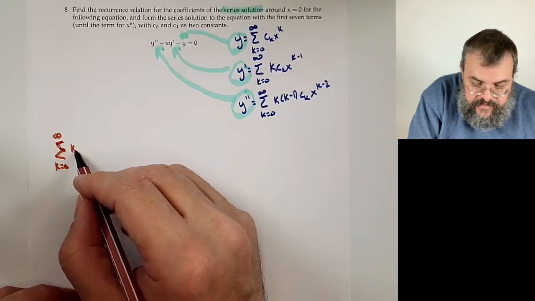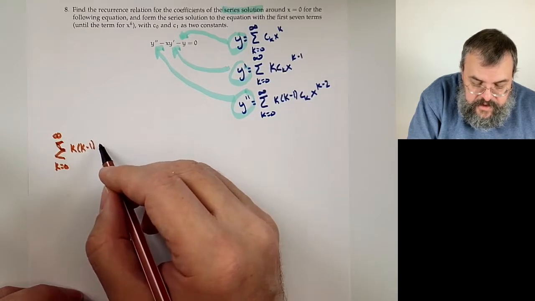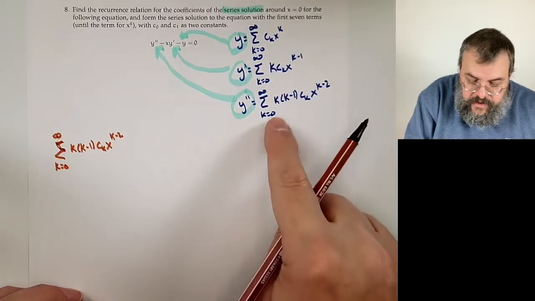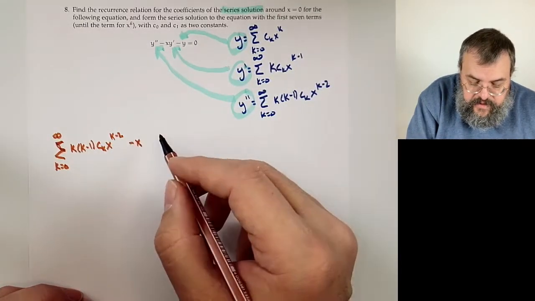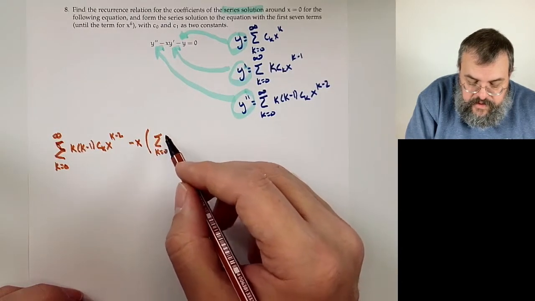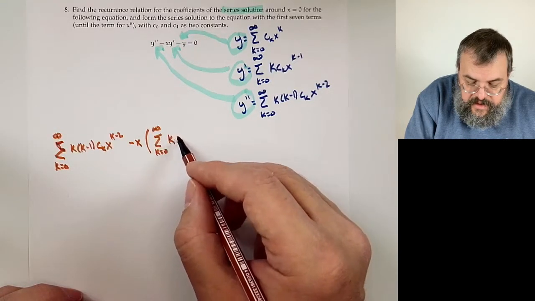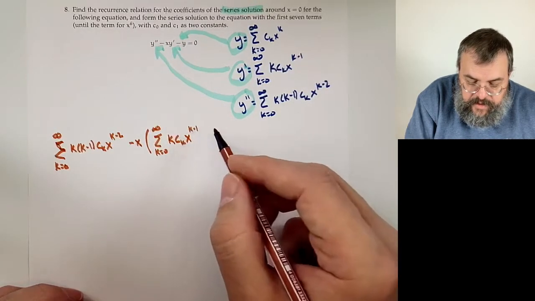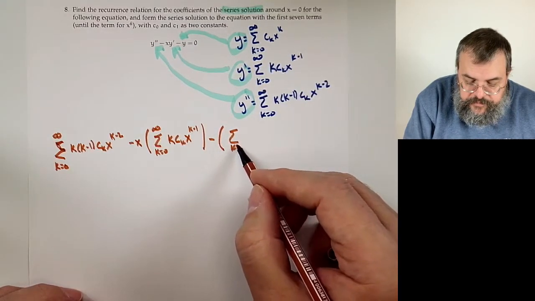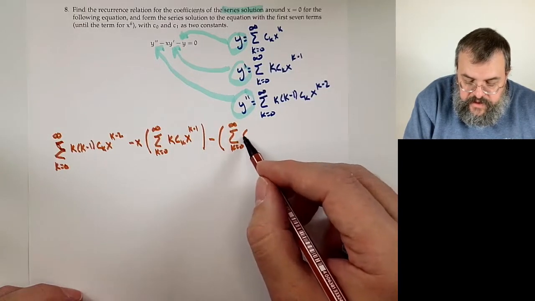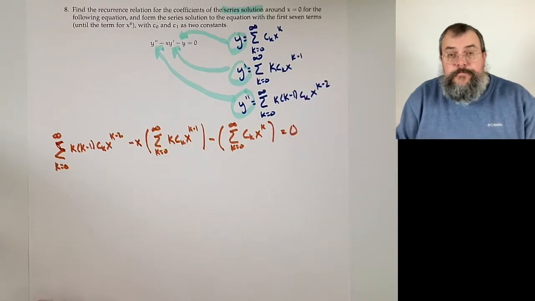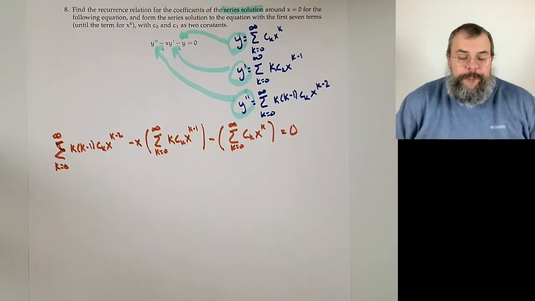Sum, k equals 0 to infinity, k minus 1, ck, x to the k minus 2, minus x times y prime, which is the sum, k equals 0 to infinity, k, ck, x to the k minus 1, minus y, which is the sum, k equals 0 to infinity, ck, x to the k, and all that equals 0. All right, great.